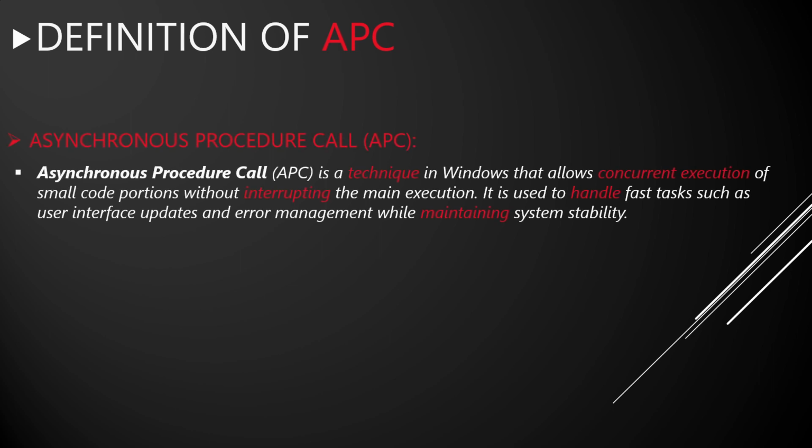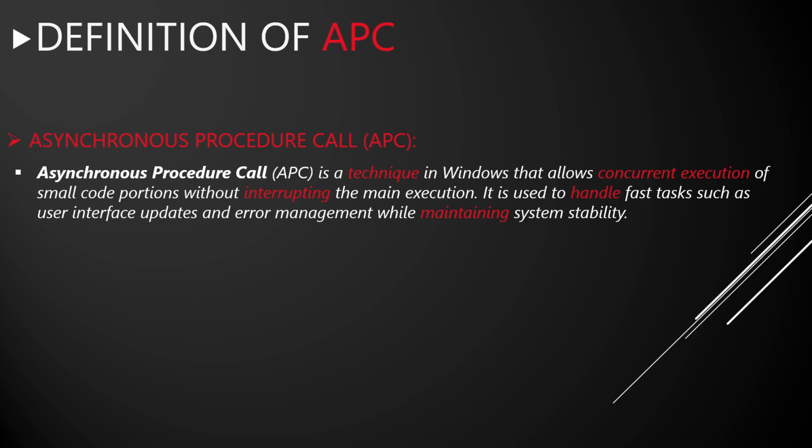Okay, asynchronous procedure call, or APC, is a technique in Windows that allows concurrent execution of small code portions without interrupting the main execution. It is used to handle fast tasks such as user interface updates and error management while maintaining system stability. So what that's saying, when we have a main execution, a task that is executed from DPC, because we're using asynchronous procedure call, this mechanism is used only with DPC, with deferred procedure call, not with ISR.